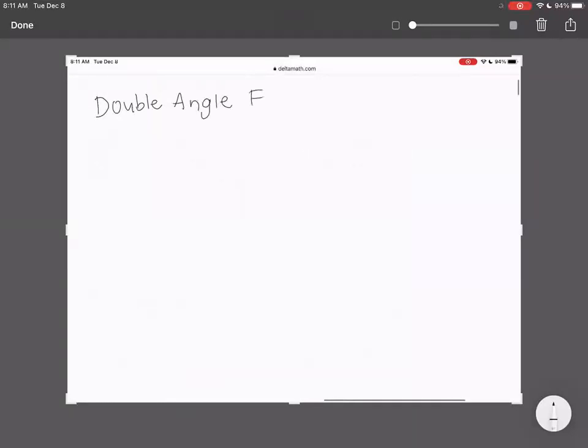Double angle formulas. Okay, so we have sine of 2 theta. That's a theta. Remember theta, it looks like a 0 with a line through it. So sine of 2 theta is equal to 2 sine theta cosine theta.